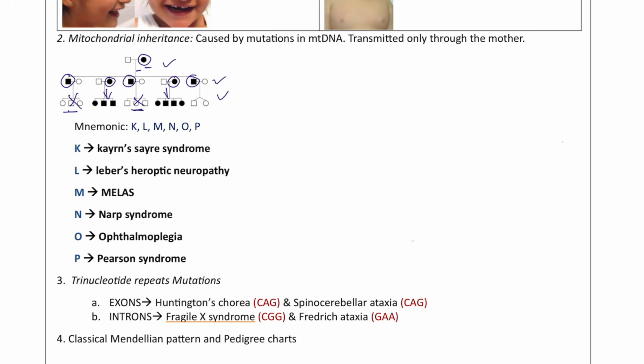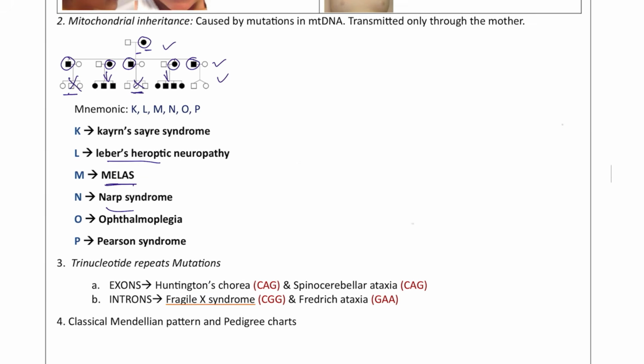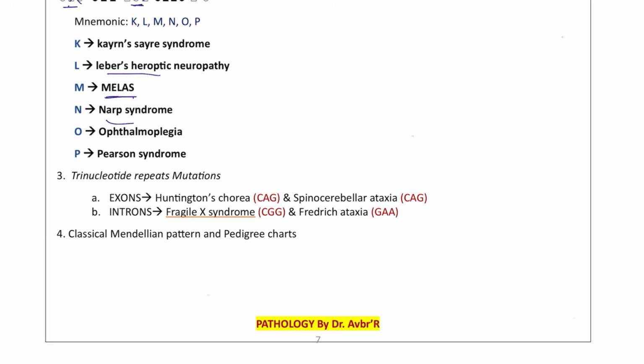And what are the examples? One of the best examples is MELAS. This is the most common. NARP syndrome, Leber hereditary optic neuropathy, ophthalmoplegia. These are some of the examples. Trinucleotide repeats: Huntington's chorea, CAG; Fragile X, CGG; Friedreich's ataxia, GAA; and spinocerebellar ataxia is going to be CAG.